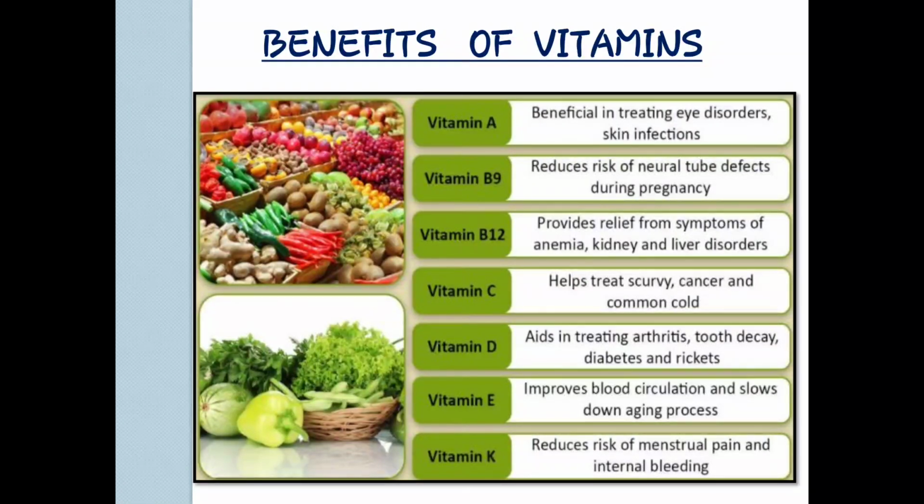Vitamin D aids in treating arthritis, tooth decay, diabetes, and rickets. Vitamin E improves blood circulation and slows down the aging process. Vitamin K reduces risk of menstrual pain and internal bleeding. So all these are the benefits of vitamins. Dear learners, I hope you all are very much clear with all the terms and definitions taught till now. Let's move to the next slide.